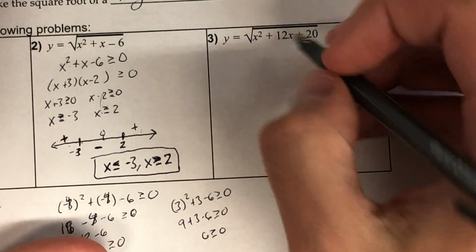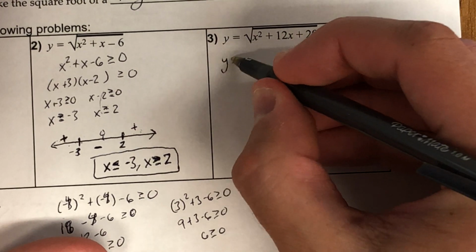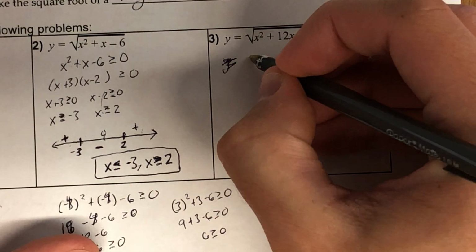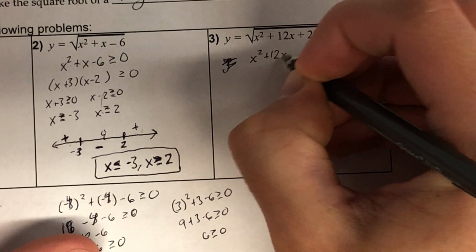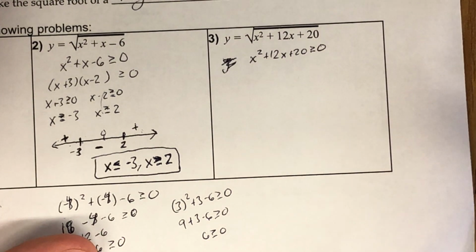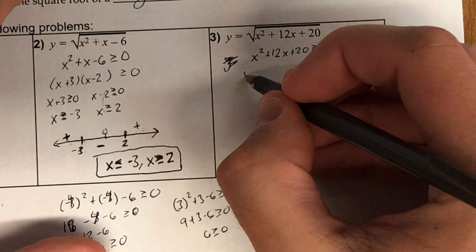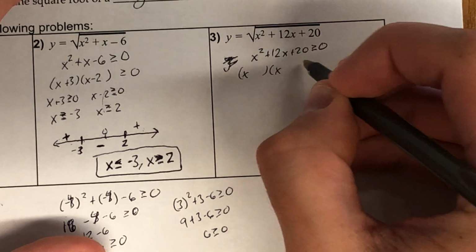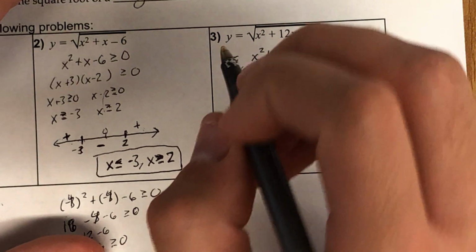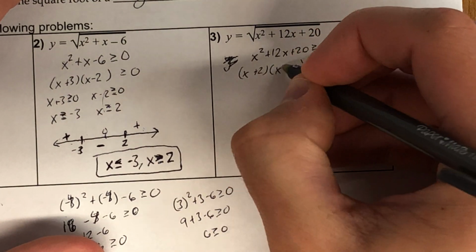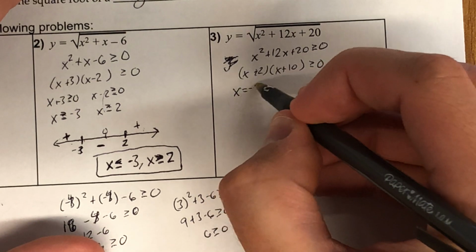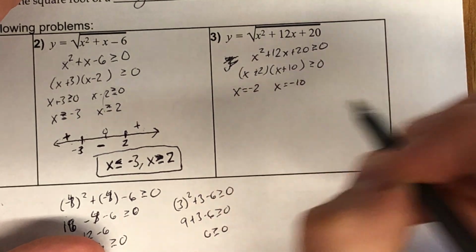So we'll have y equals, we want to figure out what values of x will make this greater than or equal to 0. That'll give us our domain. So we factor. This will factor into numbers that multiply to 20 and add to 12, which in this case would be 10 and 2. And then we solve for x. Set each equal to 0 and solve for x. So we get x equals -2 and x equals -10.